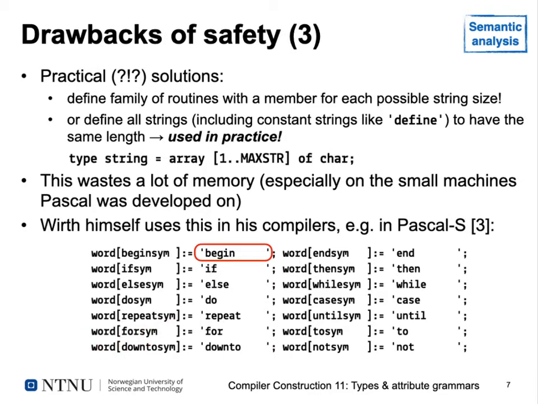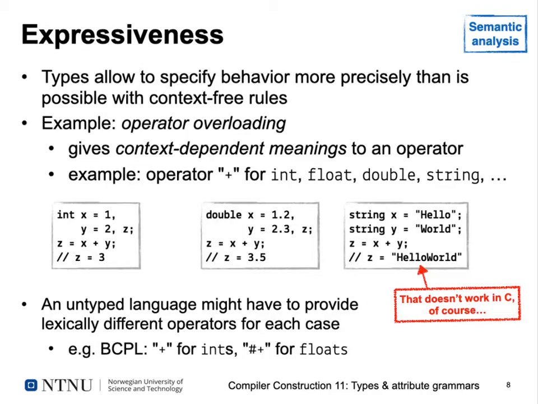Well, this wastes a lot of memory, especially it wasted a lot of memory on the very small and simple machines Pascal was developed on in the early 1970s. So that's definitely a disadvantage of very strict type checking. But on the other hand, you won't run into problems like C strings, where if you forget the terminating 0, or if you write beyond the end of your string buffer, then you get into lots of trouble with security problems and buffer overflows.